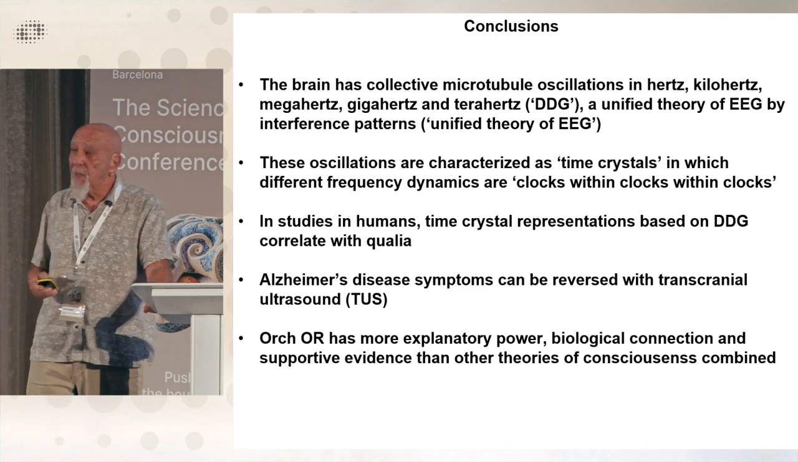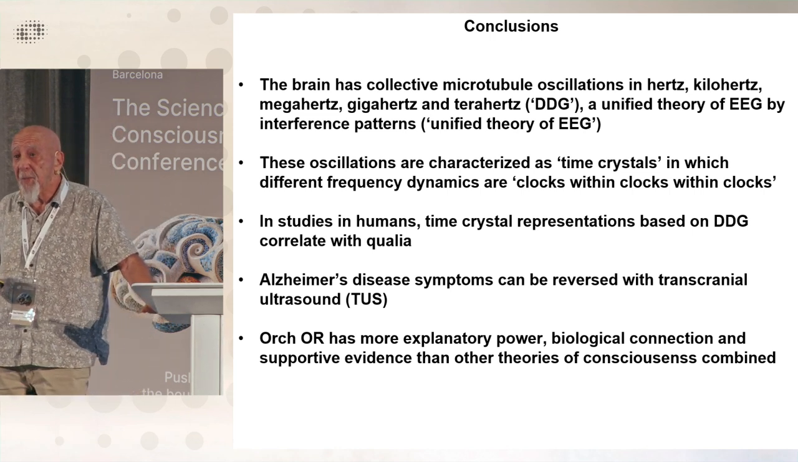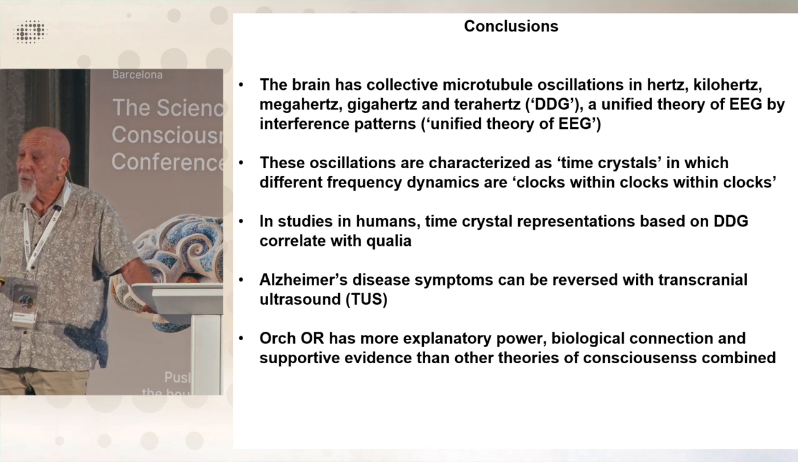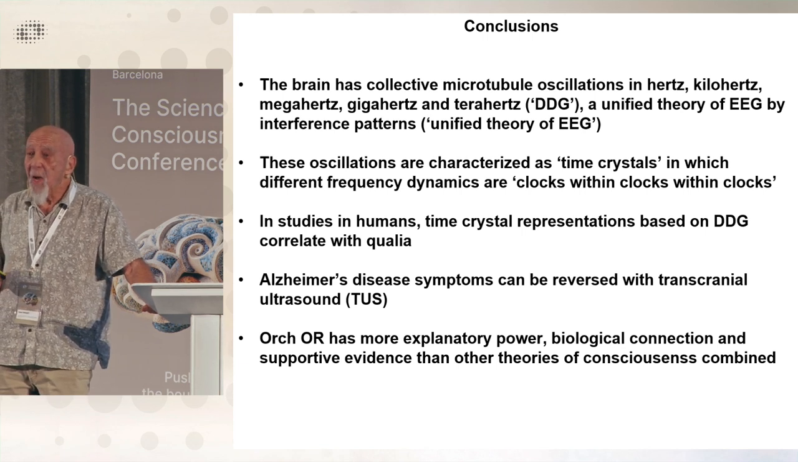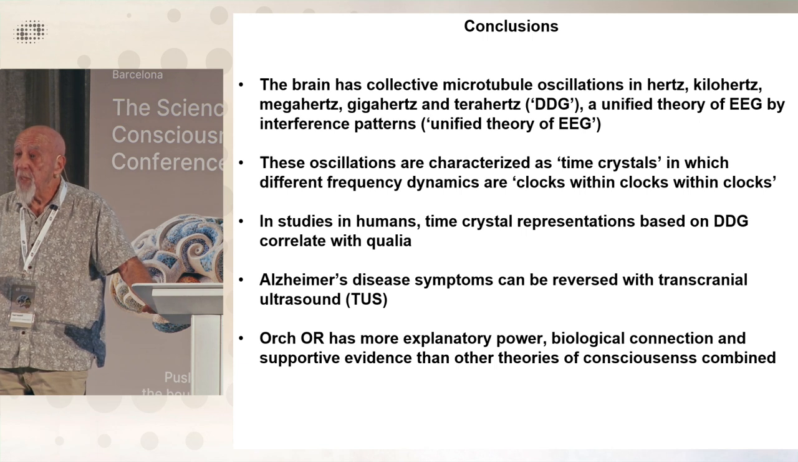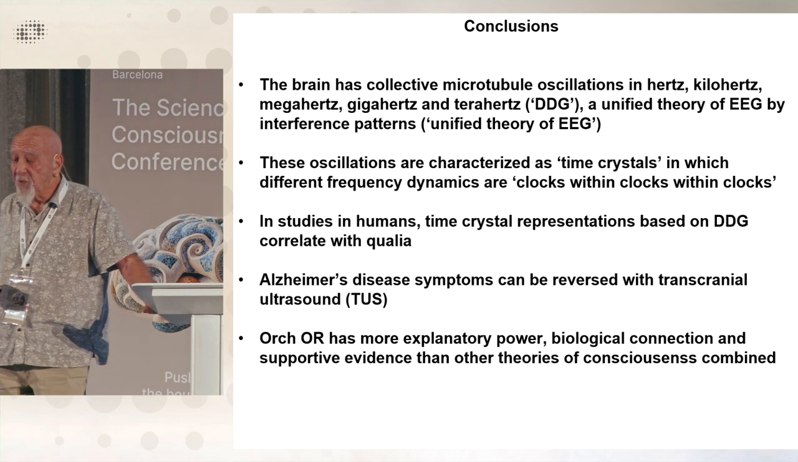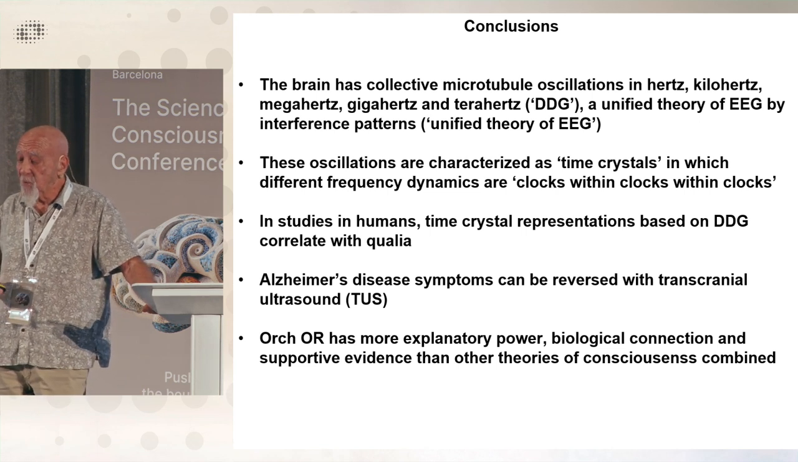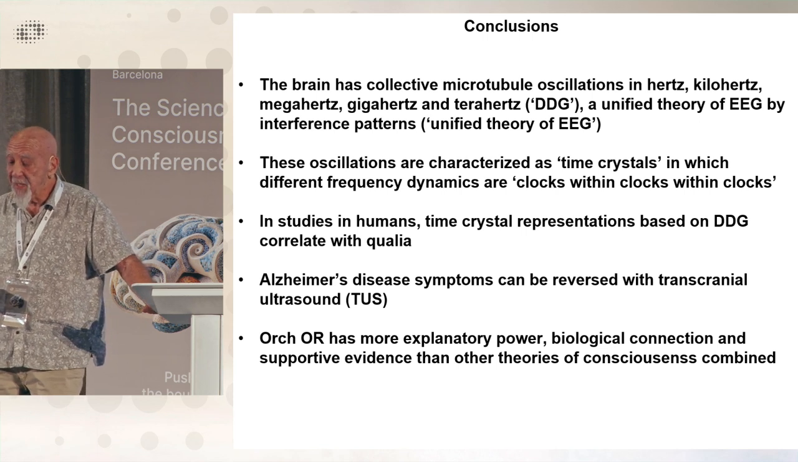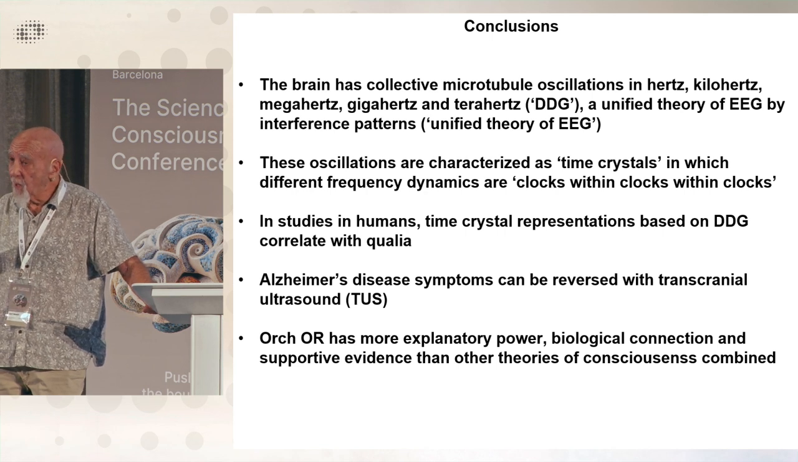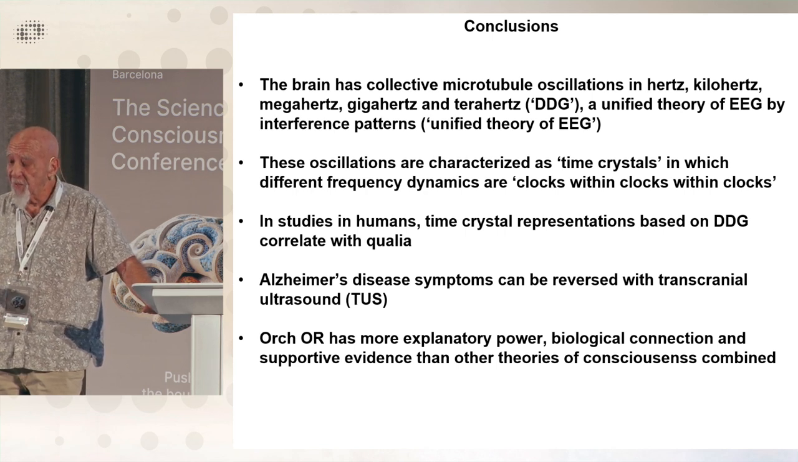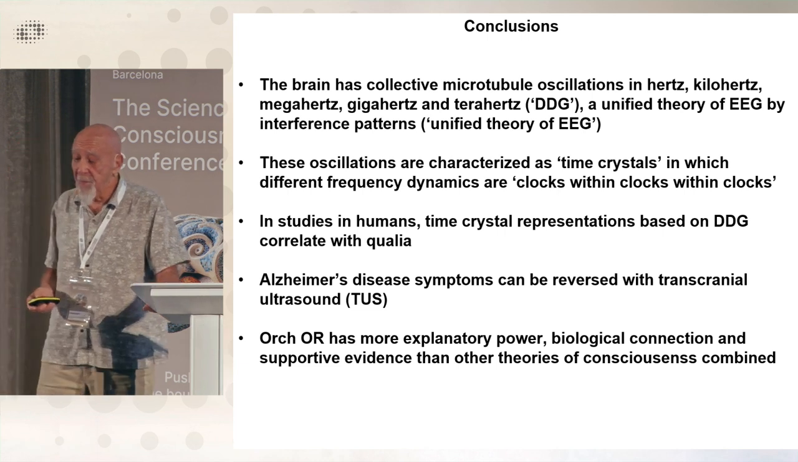And in fact, I think consciousness is a lot more like music than computation, and the brain is more like a quantum orchestra than it is a computer. And the time crystal idea fits with this very nicely. You would need something like that. These oscillations are characterized as time crystals in which different frequency dynamics are clocks within clocks within clocks. In studies in humans, time crystal representations are based on DDG, correlate with qualia, and I think the qualia themselves are actually particular patterns of curvature in space-time geometry, or maybe along the lines of what William was talking about yesterday, which may turn out to be the same thing.